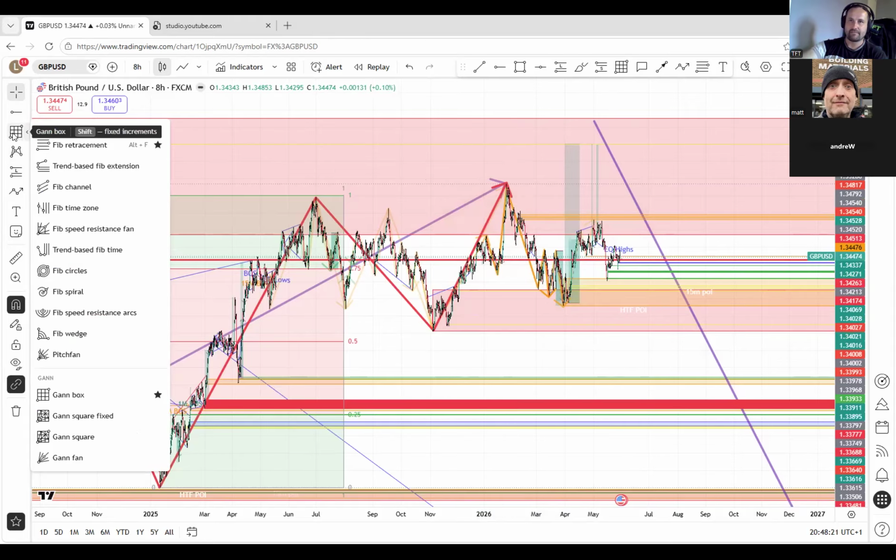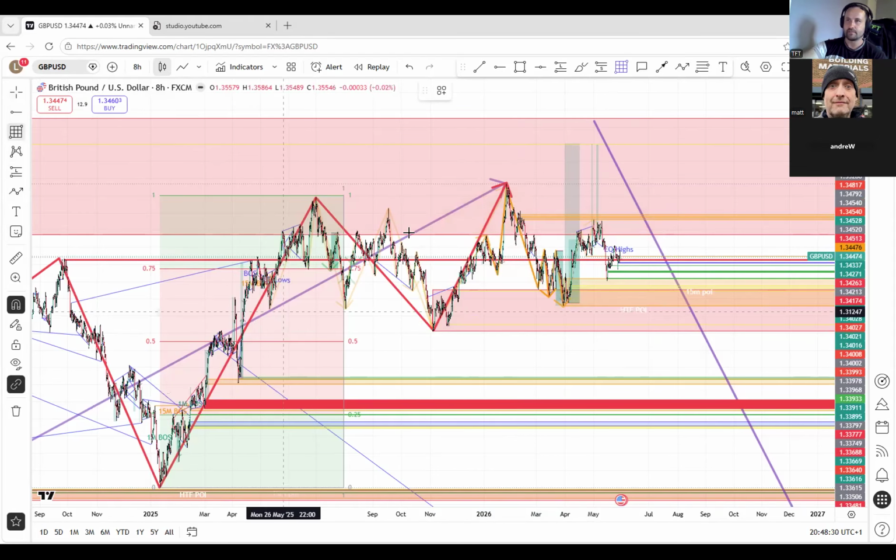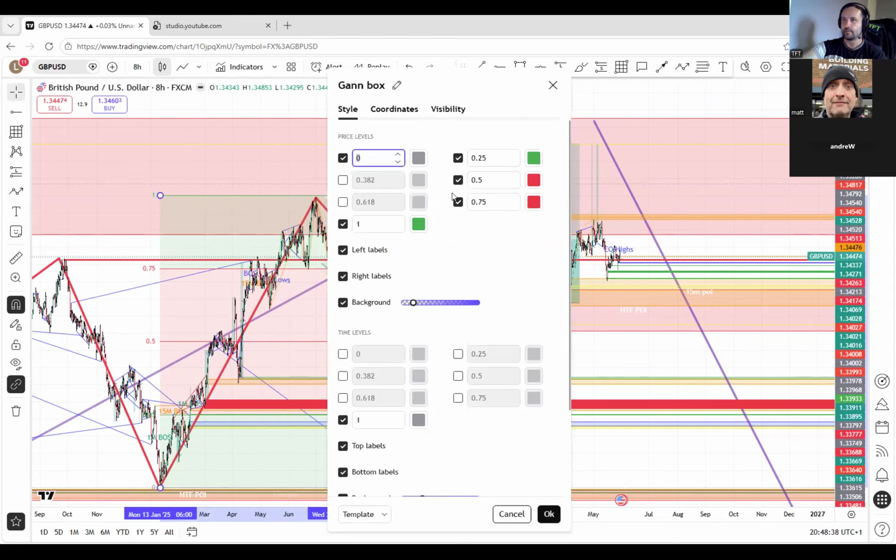It's in this one where the Gann box is. Obviously I'm on the PC, it'll be different on phone. And then there's a Gann box here. Click your favorites. And then obviously you can change your settings as well. If you go into the settings, you can click your percentages. Obviously I've got 0, 1, 25, 50, and 75. You can add any percentage you want.